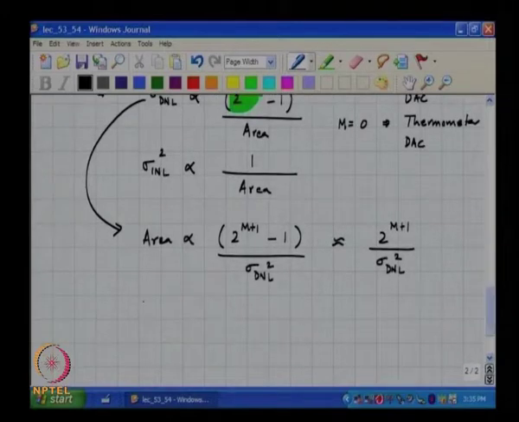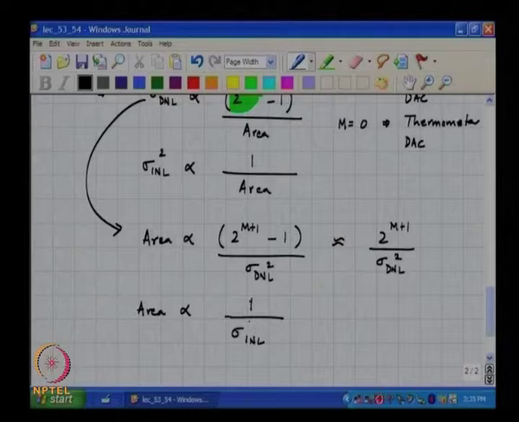On the other hand, the area of the unit element has no relationship with the desired sigma INL square. All right.